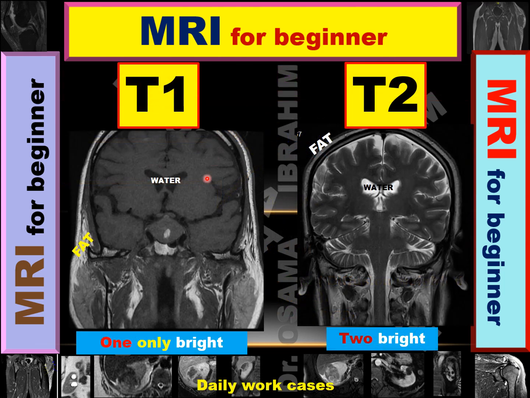As I talked in previous presentations about the differentiation between T1 and T2, in T2 the fat and water appear bright. Fat can be detected in subcutaneous tissue and in parapharyngeal spaces. Water can be detected in the ventricles, subcortical sulci, and CSF in the spinal canal. However, in T1, only fat appears bright and water appears dark or low signal intensity, as we see in these images.